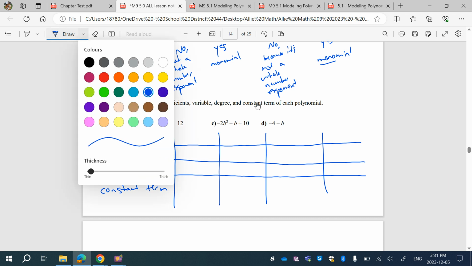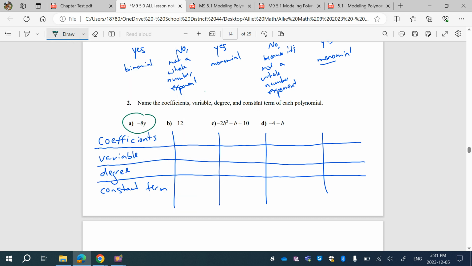So this first one right here, negative 8y. Our coefficient, the number being multiplied by our variable, is negative 8. Our variable, the thing that would change, is y. The degree, remember, is the highest exponent value. Remember, there's an invisible 1 right there, so we have a degree of 1. And a constant term we don't have. We just have one term, and it has a coefficient and a variable, so we don't have a constant term that is not going to change.